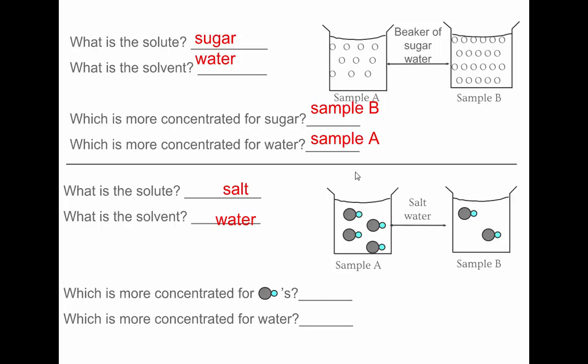So looking at these samples, which has a higher concentration of salt molecules? Sophia? Sample A. Which has a higher concentration of water, Sophia? Sample B. That's good. All right, now these are pretty simple. But let's look at something a little bit different.